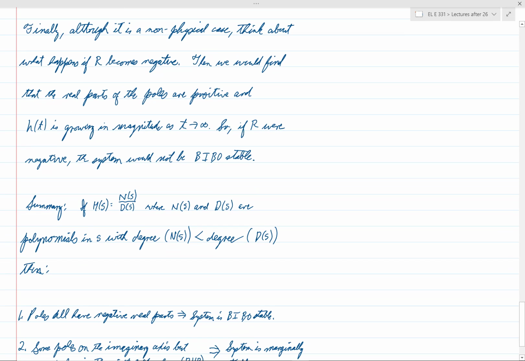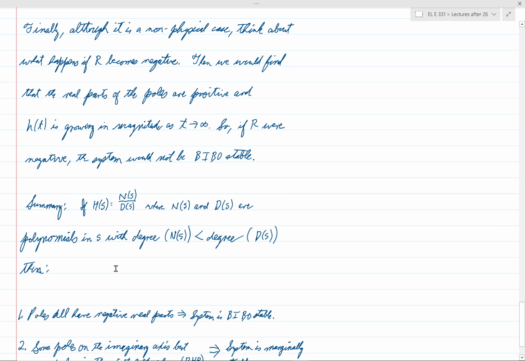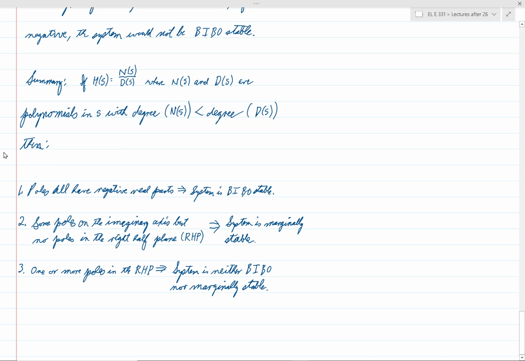So what we conclude from all of this is that, again, if we let H(s) equal N(s) over D(s), where N and D are polynomials in s, and the degree of N is less than the degree of D, then if all of the poles have negative real parts, the system is BIBO stable.